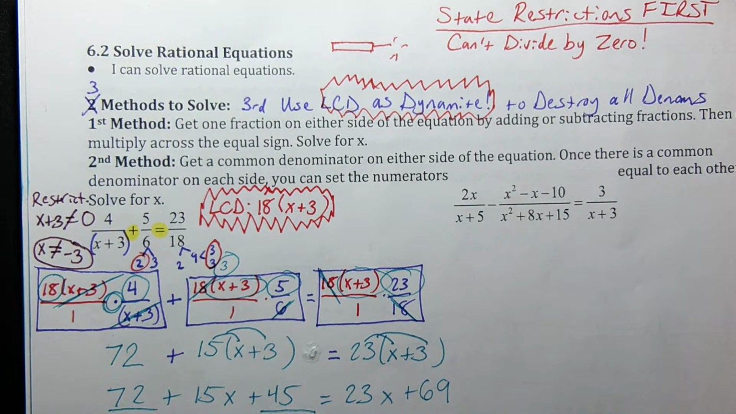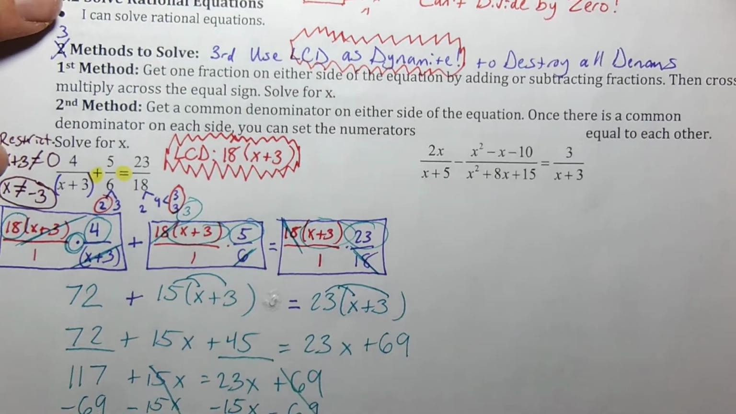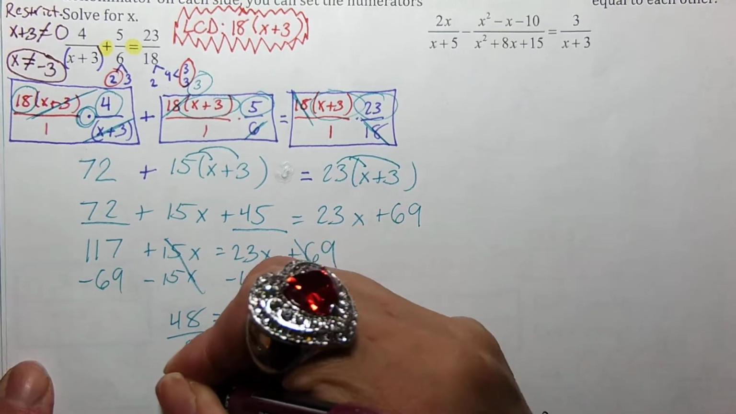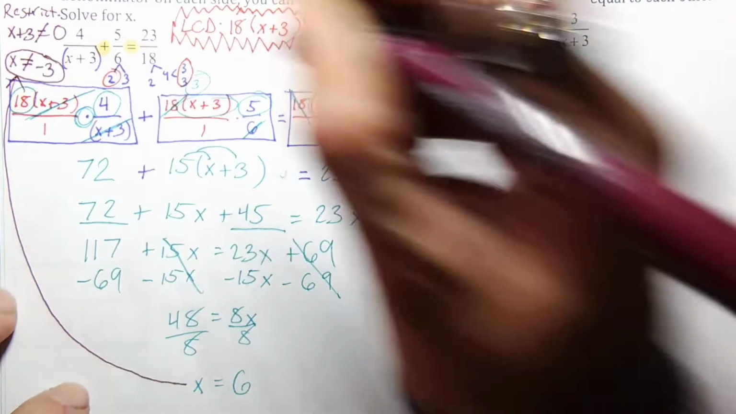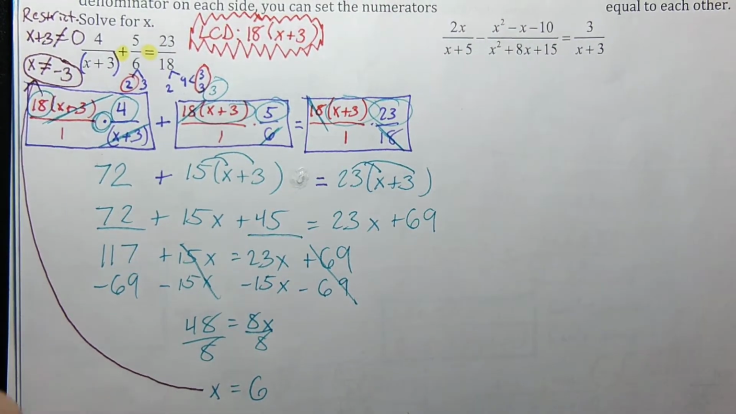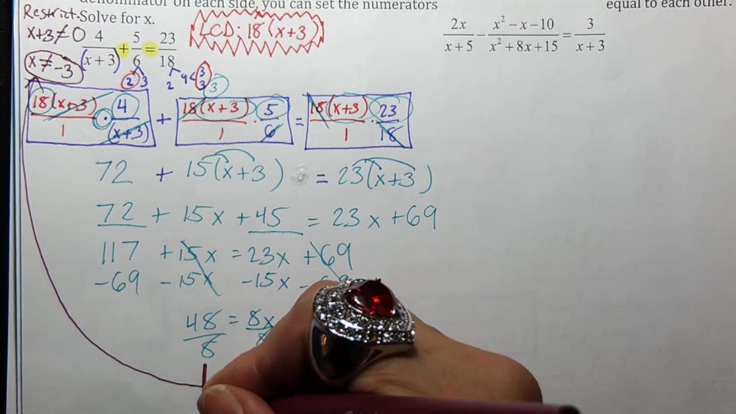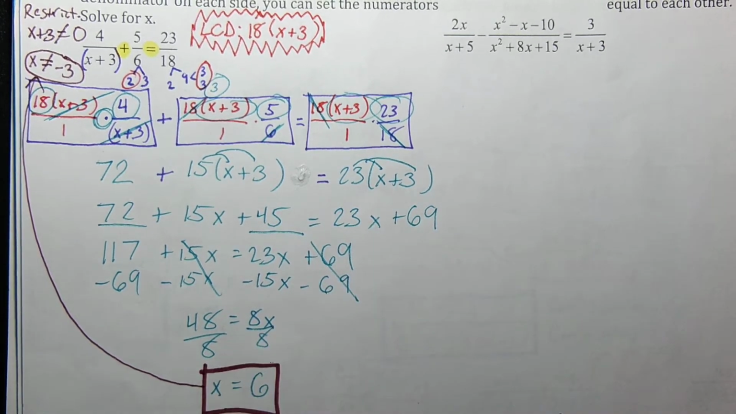Why? Because it makes the equation false. It's not true. We get undefined plus 5/6 equals 23/18. That is not good. So once we get our final answer, we are always going to have to check it against our restriction. So we got x equals 6. Is that all good as far as our denominators are concerned? Yep. 6 plus 3 is 9. I can divide by 9, so it's all good to go.